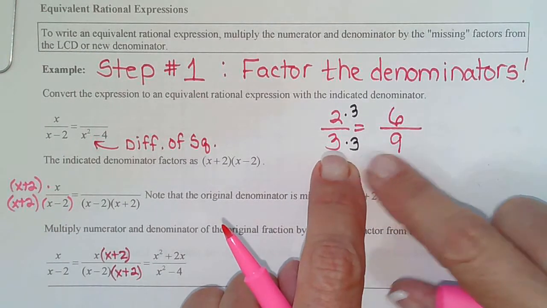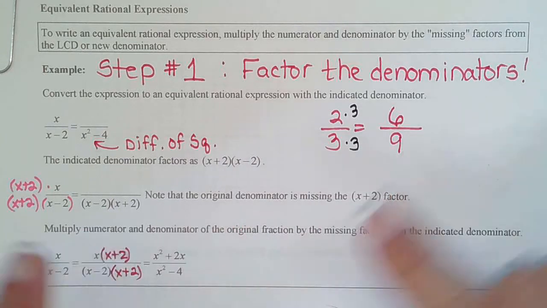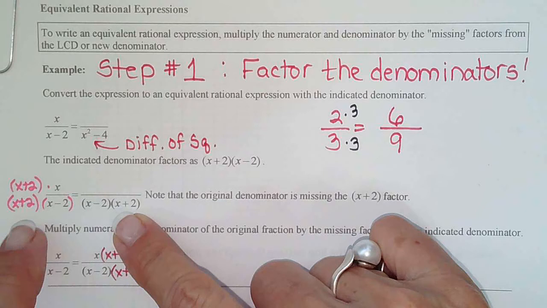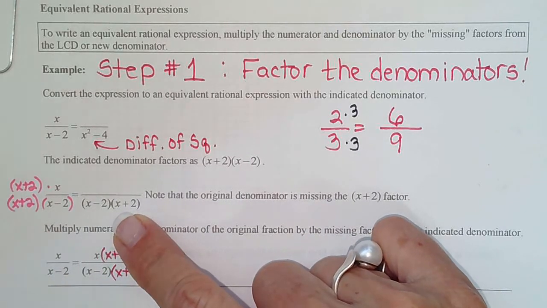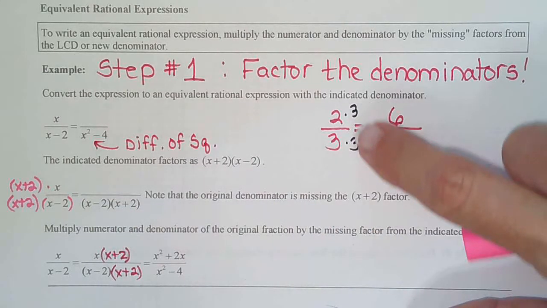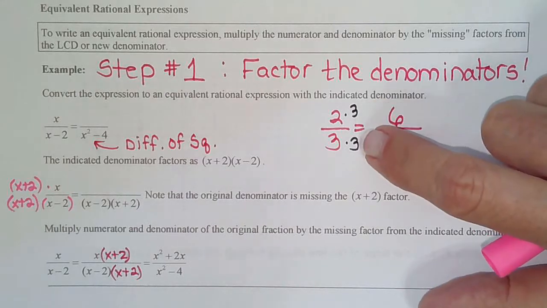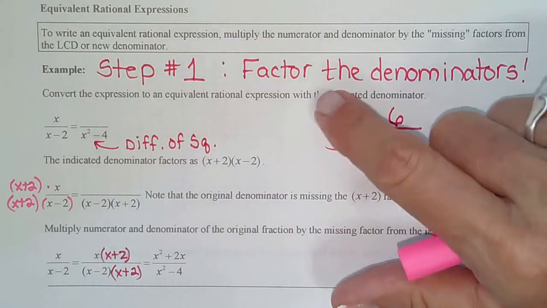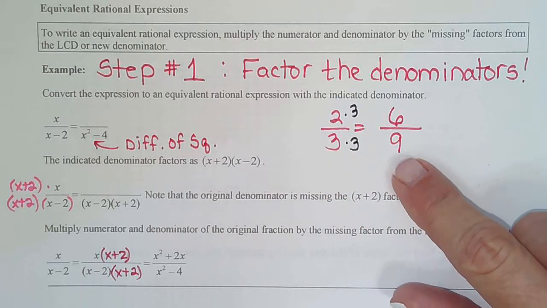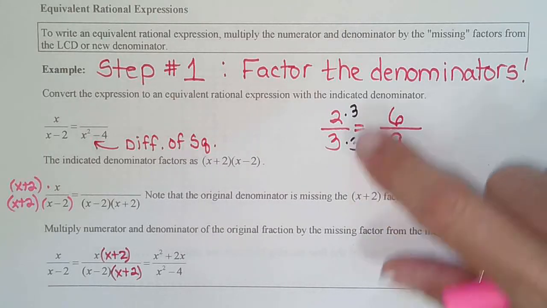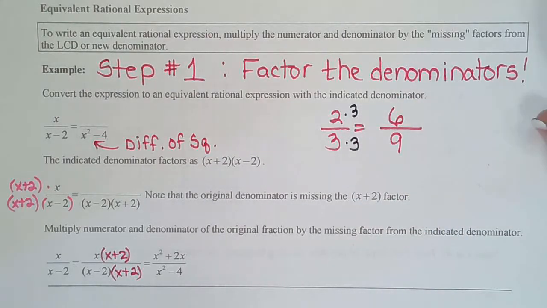So what is this missing to make it 9? 3. What is this missing to make it look like this? X plus 2. And the rule is, whatever you do to the denominator, you must do that exact same thing to the numerator. Does everybody know why you have to do it to both? What's 3 over 3 equal to? 1. When you multiply a fraction by 1, do you change its value? No, you don't. That's why you always have to do the same thing to both numerator and denominator.